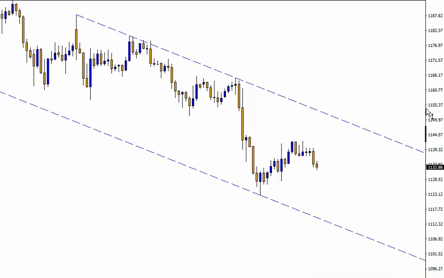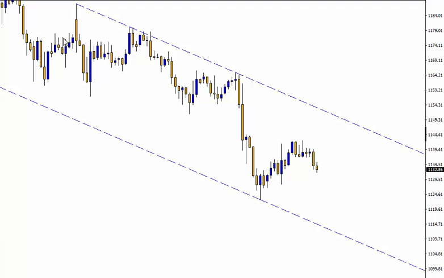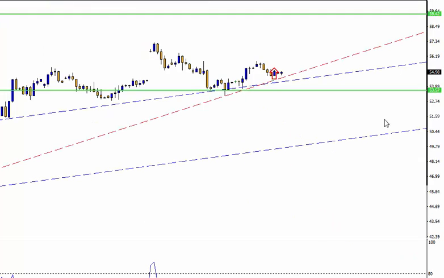What you might want to do if you're a gold trader is just do this. There's your resistance line there. If it stays around here and then breaks out, then that's good to follow it up to this line here, I think. Let's take a look at Brent.